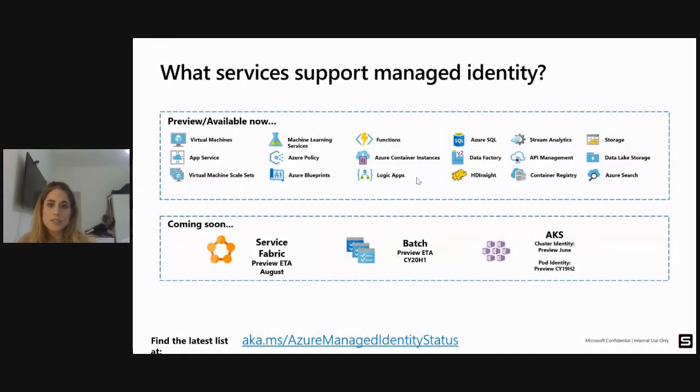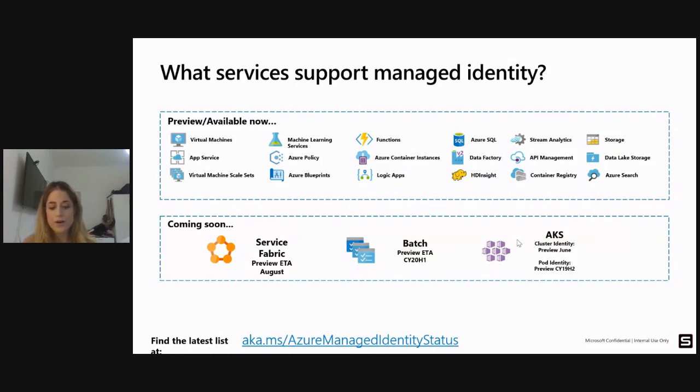So here's a list, it's kind of old already, and you can simply hit this link, aka.ms/Azure Managed Identity Status. But basically, I would say that it's a huge priority for all of us at Microsoft to make sure that all services have, first of all, Azure AD integration, because this is the first step to having a managed identity, and then also support managed identities.